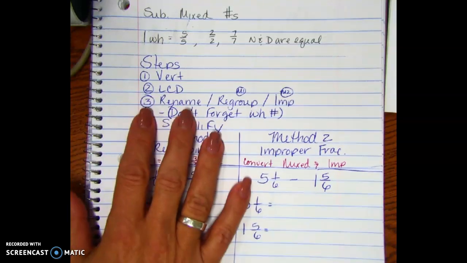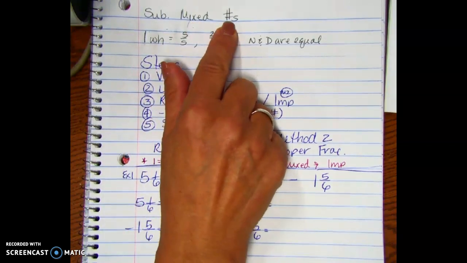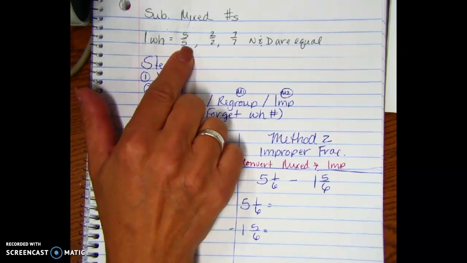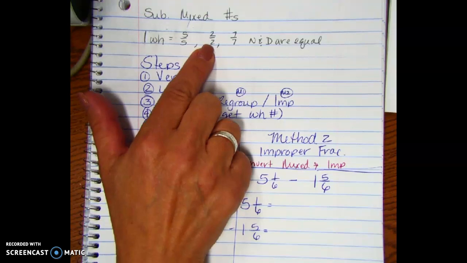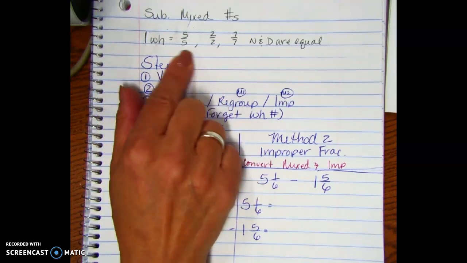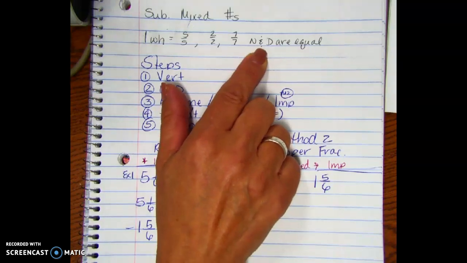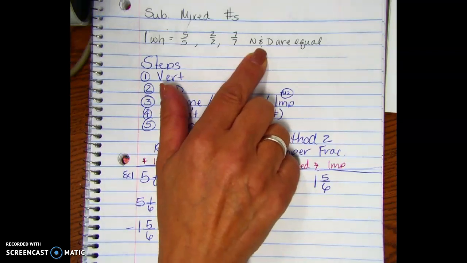So today what we're working on is subtracting mixed numbers. Before we get started, we need to remember that a whole number can be written as a fraction. 5/5 equals 1 whole. 2 halves equals 1 whole. 7/7 equals 1 whole. The numerators and denominators are equal. That's a whole number.